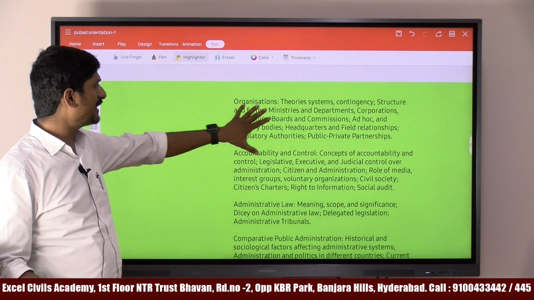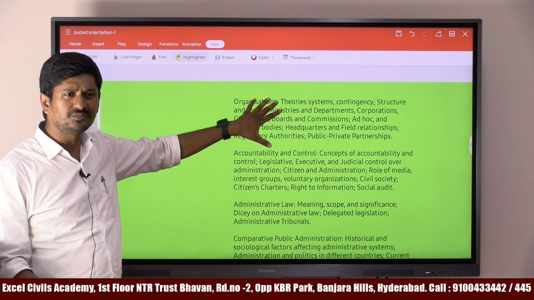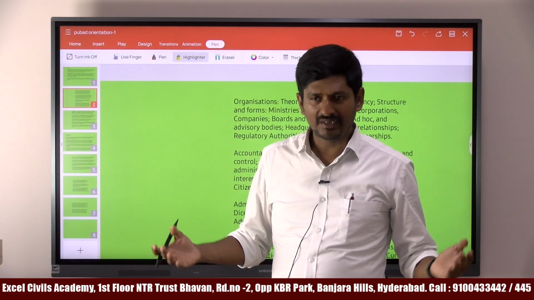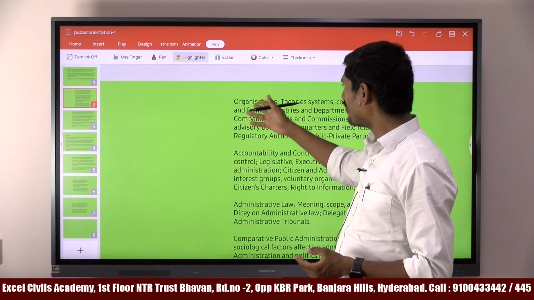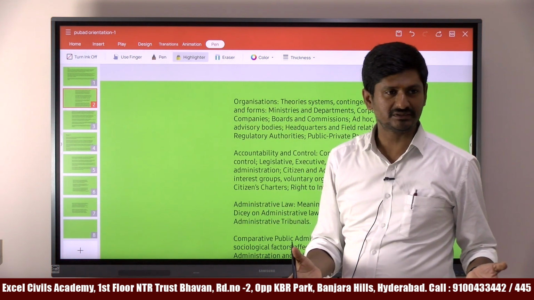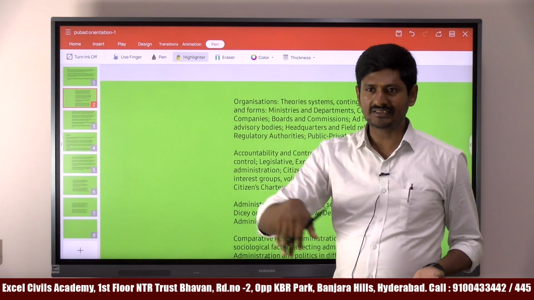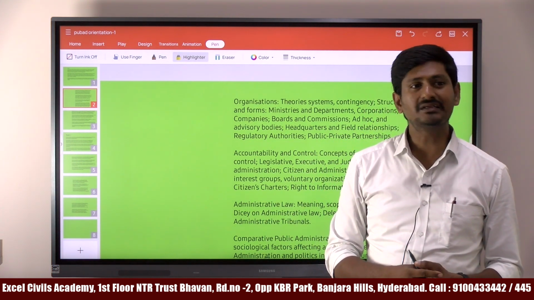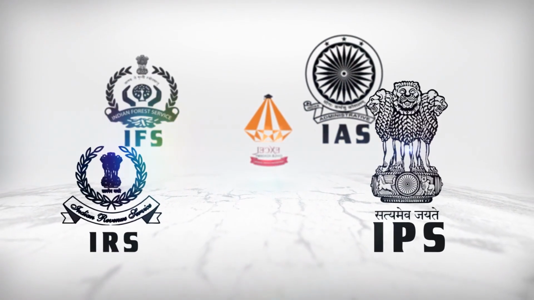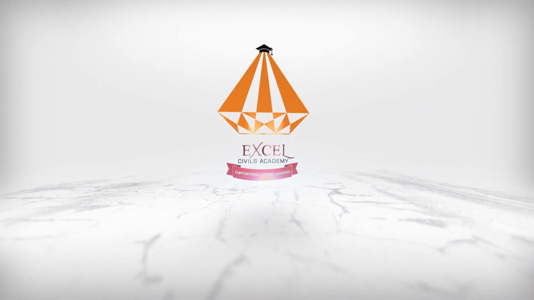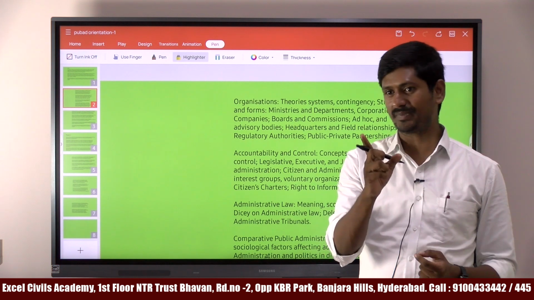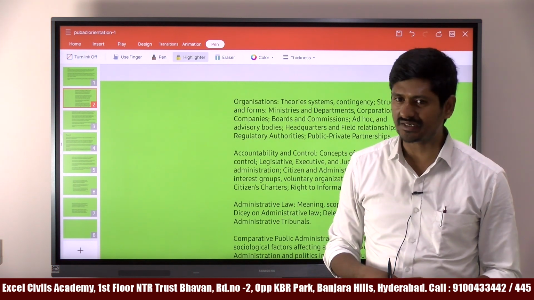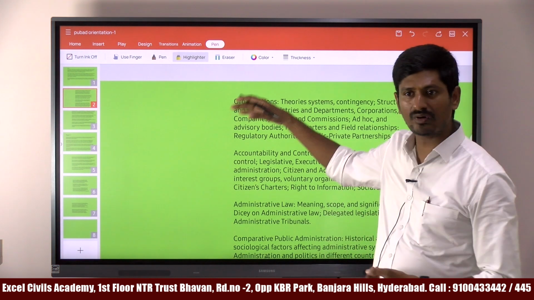And in the next chapter, we will be studying how organizations function. Organization means what? Organization is nothing but a human collective. Organization is a group of people having commonality of purpose. For example, whether Excel Civil Service Academy is an organization or not. Yes, organization. What does it contain? It contains men and material. And we are using men and material for a single purpose. What is that purpose? Realization of the goals of the Excel Civil Service Academy. Are you able to understand? That is what is called an organization.